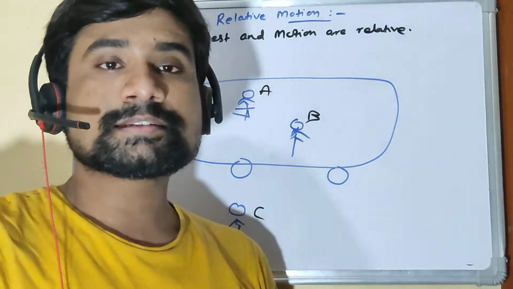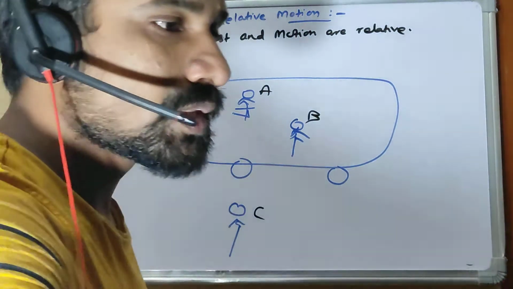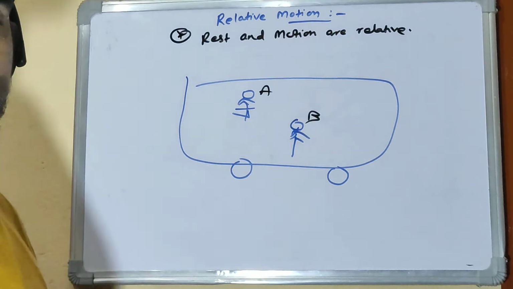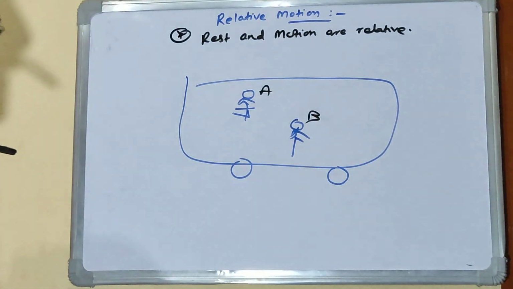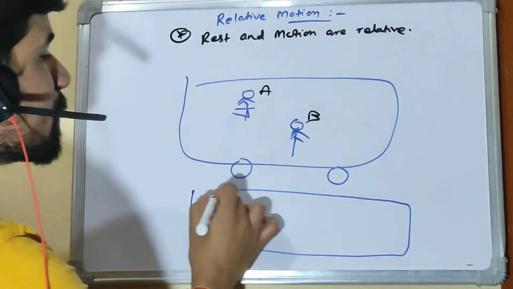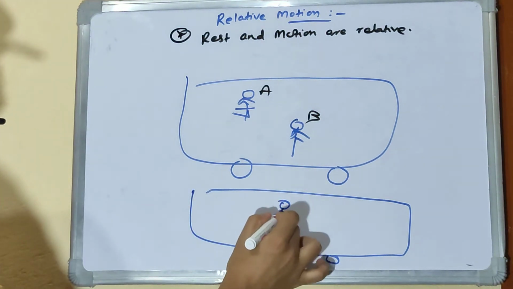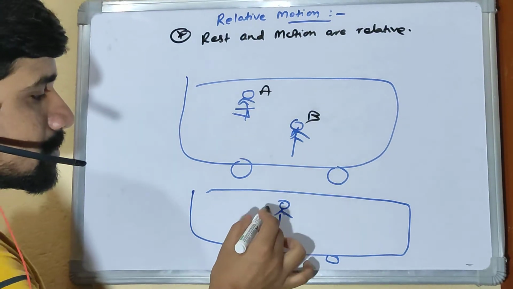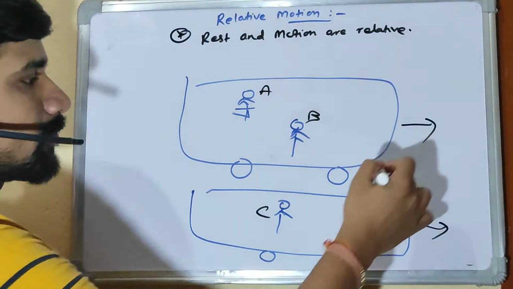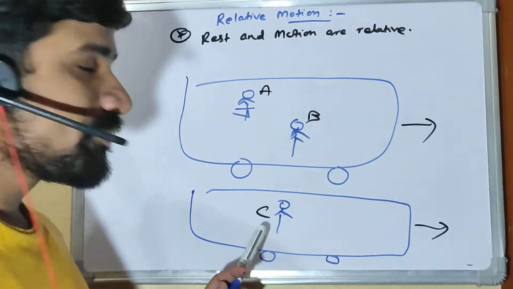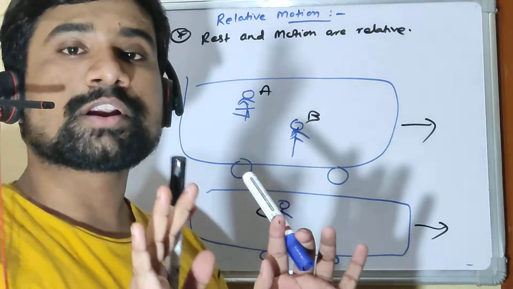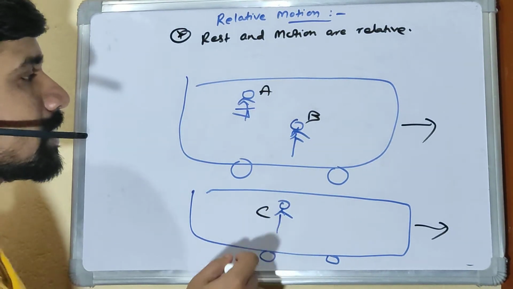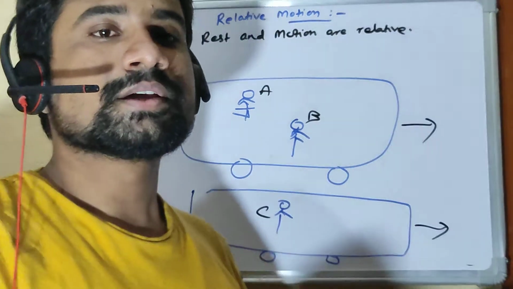Hence we call that rest and motion are relative, right? But let's take one instance where there is one more bus moving parallelly and there is a person C inside this bus, and this is also moving forward. So now let's say person C is my observer, or reference point. With respect to person C, whether I'm in rest or motion, I don't know.